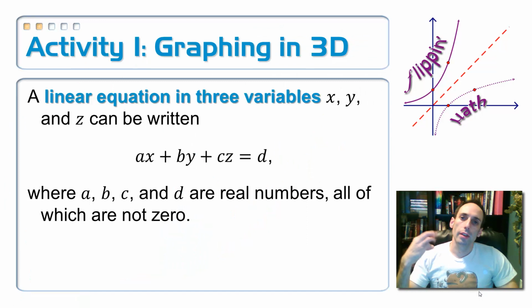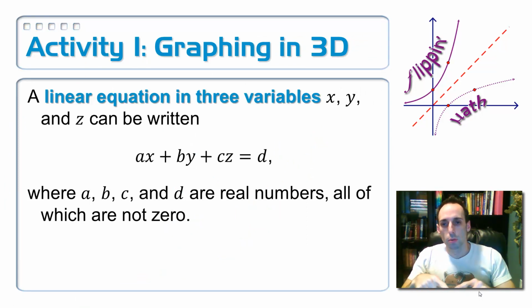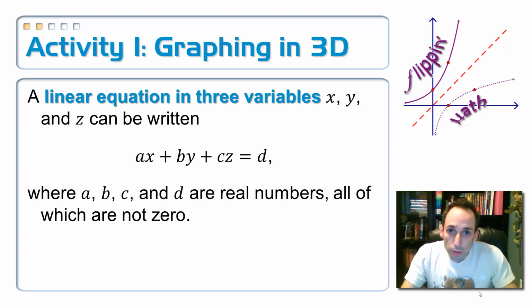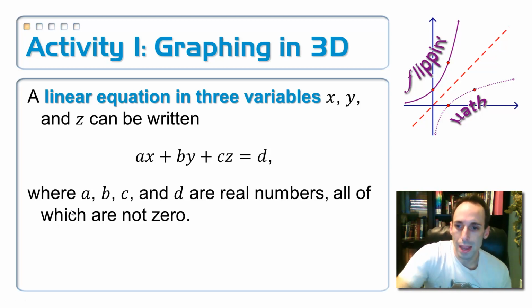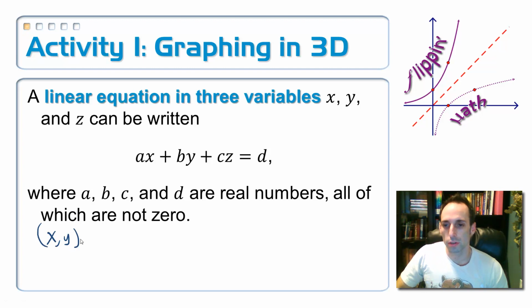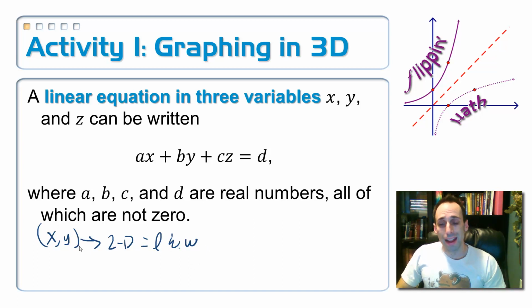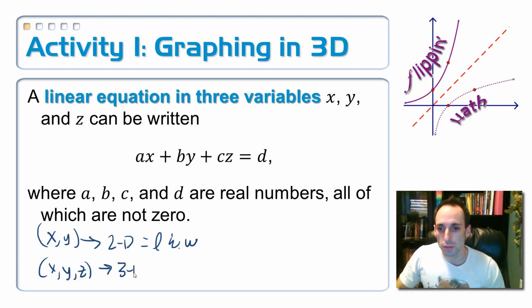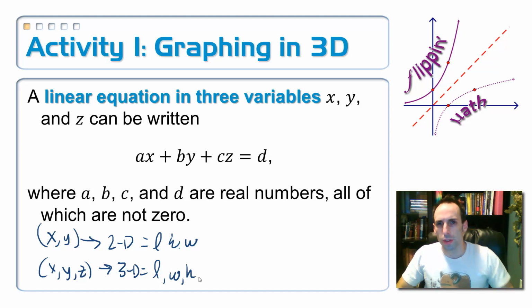So a linear equation that has three variables, x, y, and z, looks like this. This is how you write it. Ax plus by plus cz is equal to d, where a, b, c, and d are just any old numbers as long as not all of them are zero. Some of them can be zero, but just not all of them. If we have x and y, that's a two-dimensional graph, right? This is 2D, two dimensions, and those two dimensions are length and width. And then if we have x, y, and z, then we're talking about 3D stuff, three dimensions, and those three spatial dimensions are length, width, and height. Of course, you knew that from geometry.